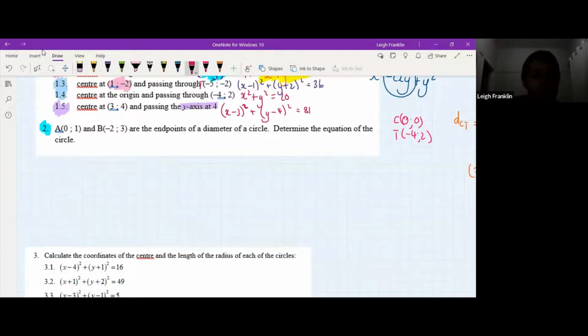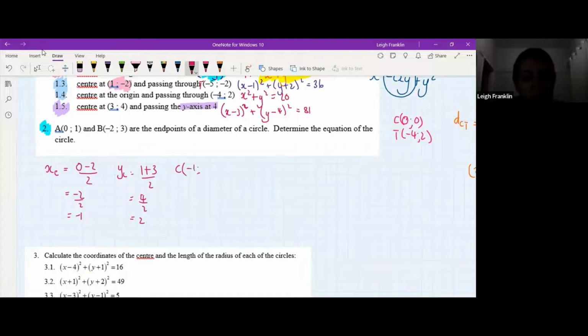Okay, so the x coordinate at the center, or at the midpoint, is going to be 0 plus -2 over 2, which is -1. The y coordinate at the center is going to be 1 plus 3 over 2. Remember, the midpoint formula is plus, not minus. So that gives us 4 over 2, which is 2. So the coordinates at the center are -1 and 2. Okay, and then of course you need the length of the radius.